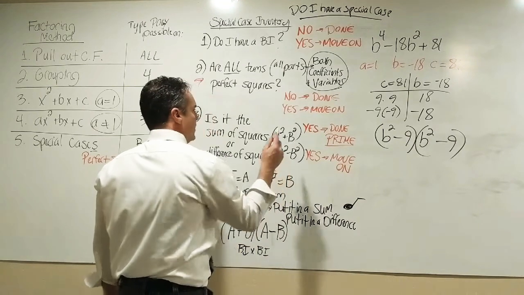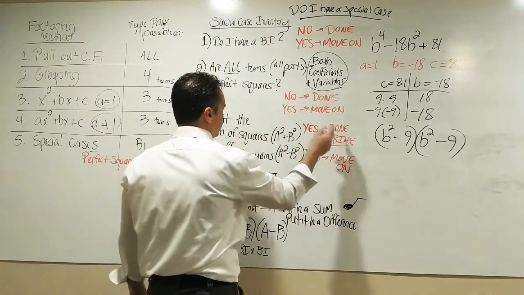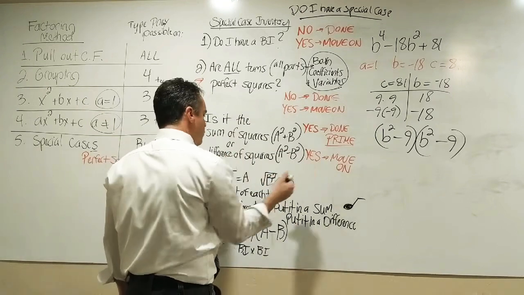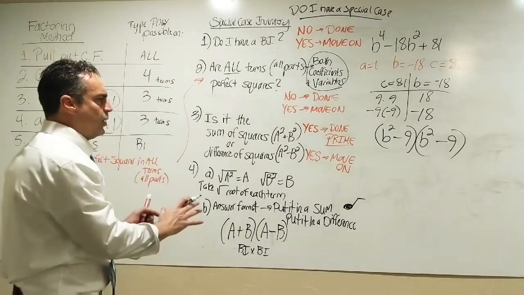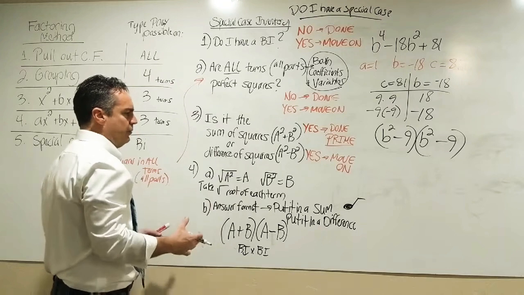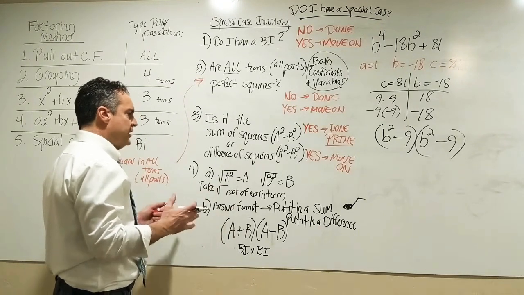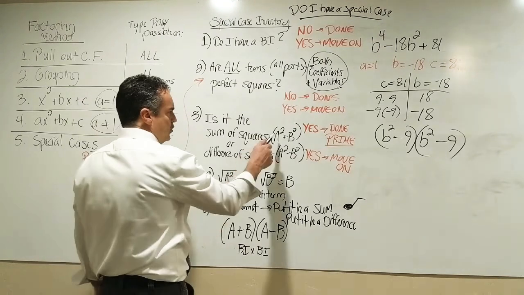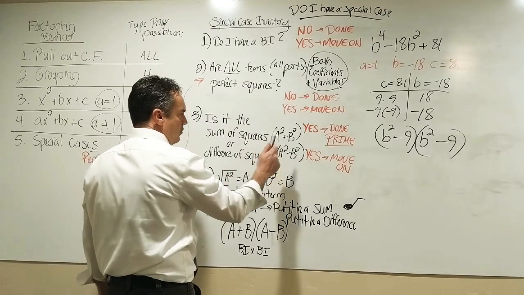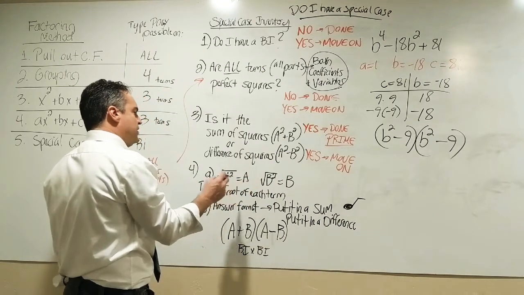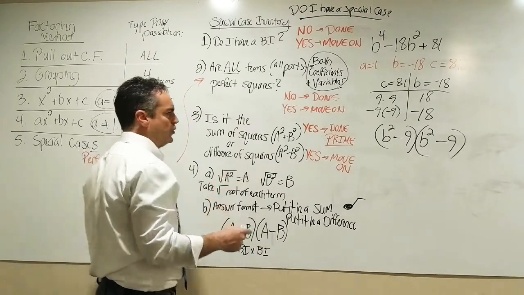Because it says, if it's yes to sum of squares, you're done. The answer is prime. But if it's yes to difference of squares, we move on to this step. And this is what I was doing with you on the previous problem that I hadn't written out for you. We sang the little song, okay? So I want you to get this. If the first term is a squared and the second term is b squared, we have to take the square root of the first term, okay?